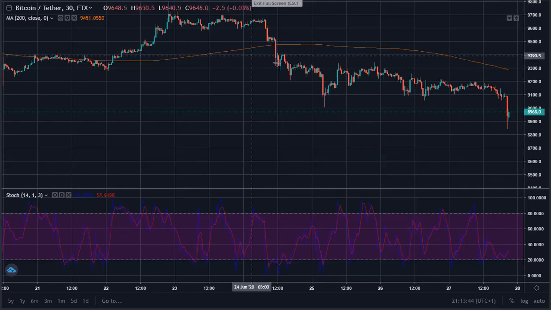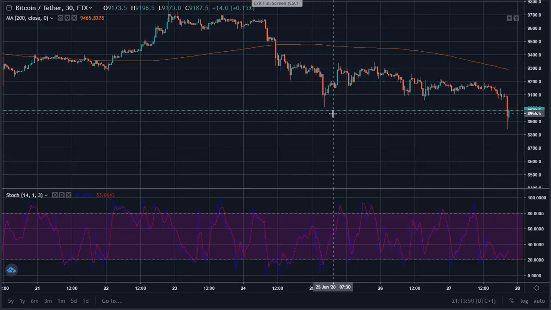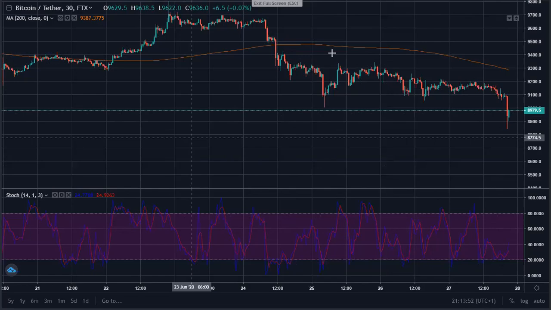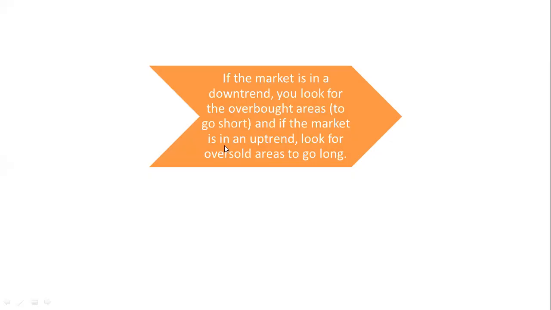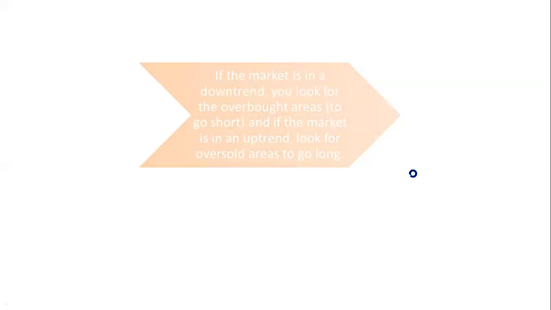So that is what I meant by you go long in a bullish market. If the price structure is bullish, you go long. If the price structure is bearish, you go short. So that's the point I was trying to make here by saying that the market is in a downtrend. You look for the overbought areas to go short. And if the market is in an uptrend, you look for areas to go long. That's the point I was just trying to make there.